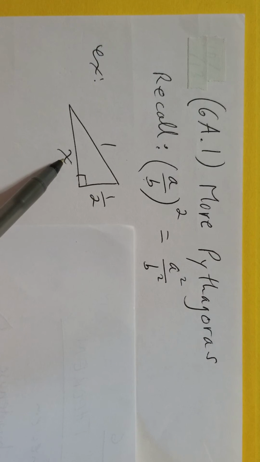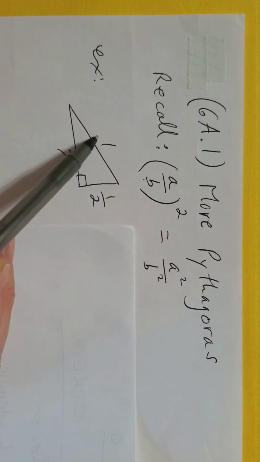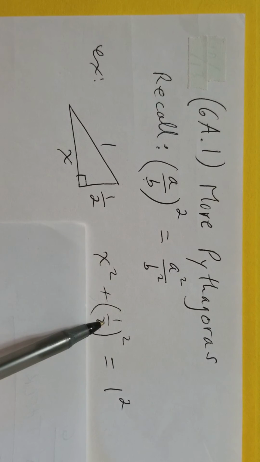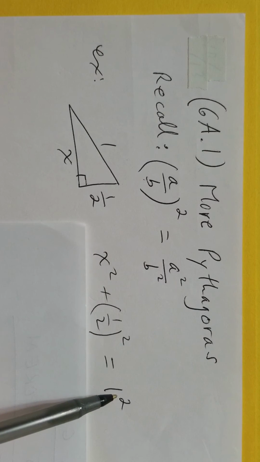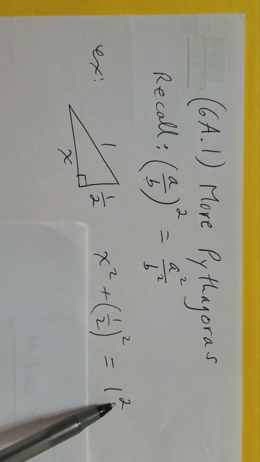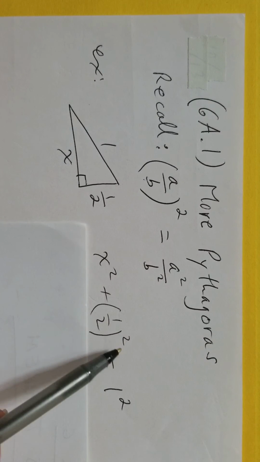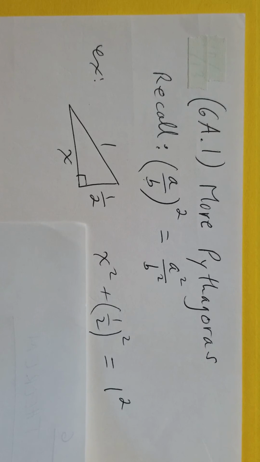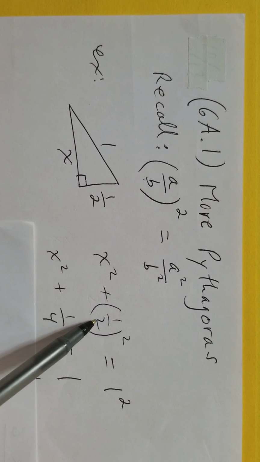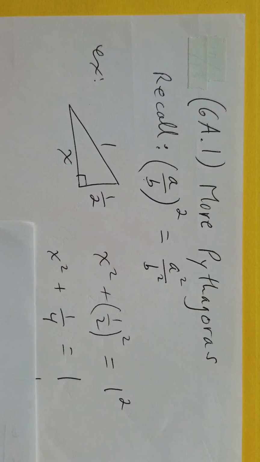So we still follow the formula. Leg squared plus leg squared equals hypotenuse squared. So this is x squared. We're looking for x. 1 squared is easy. That's just 1. But what is 1/2 squared? Don't say 1/4. Well, actually, it is 1/4, right? 1 squared, 2 squared, is 1/4.